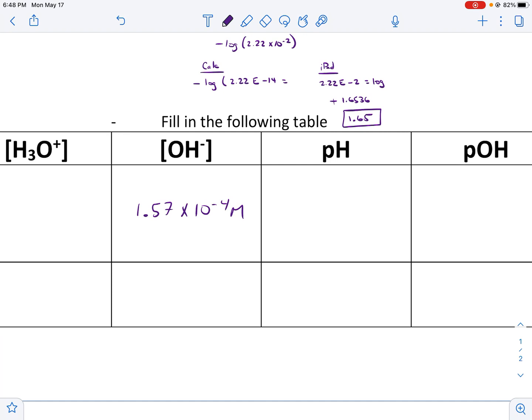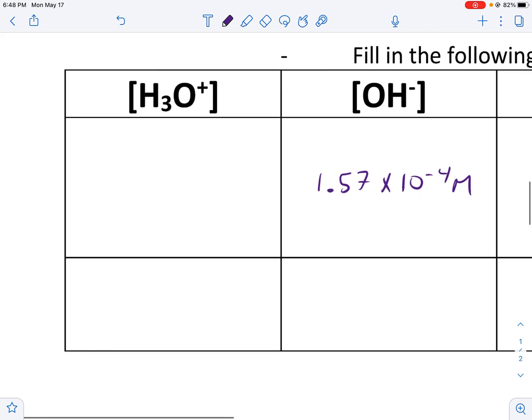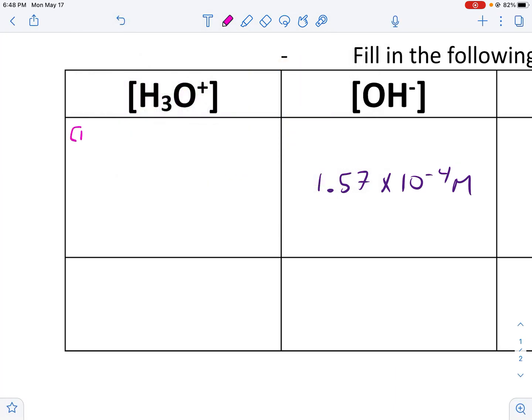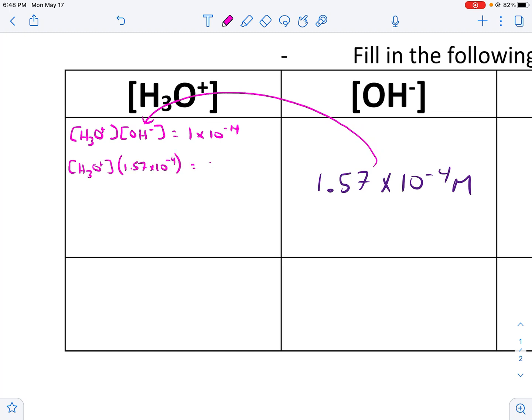All right, so let's start by finding the hydronium ion concentration first, and we're going to use the formula H3O times our concentration of OH minus is equal to 1 times 10 to the negative 14th. That should make sense because we have hydroxide and we're looking for hydronium, so we just plug that in and solve. So hydronium ion concentration times 1.57 times 10 to the negative 4th is equal to 1 times 10 to the negative 14th.